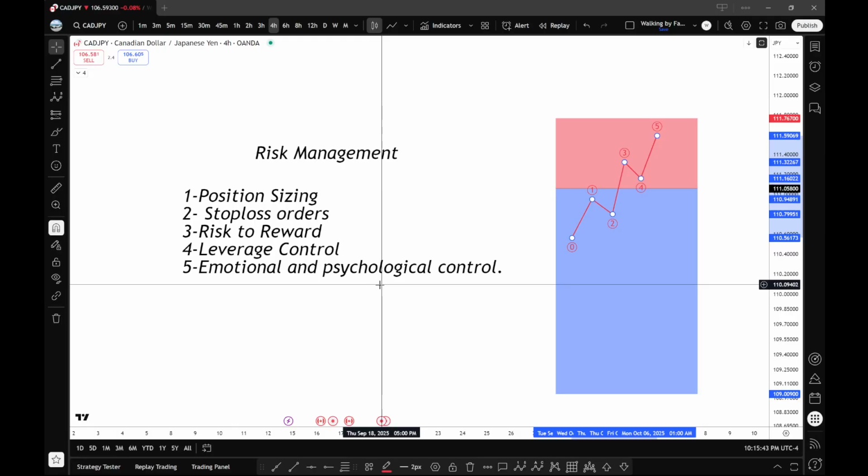There's more that you could add to risk management, but these are the top five that we need to really lock in and control for us to be a profitable trader in the near future.